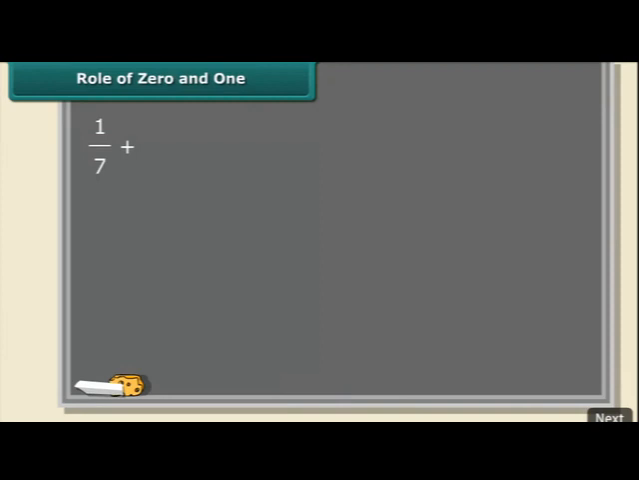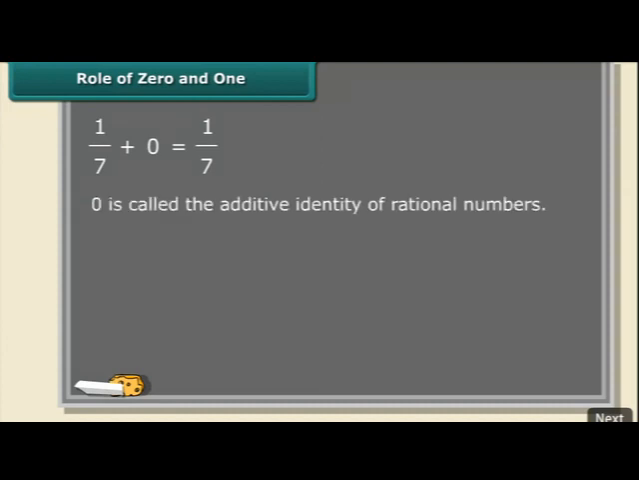Here we have added a 0 to a rational number. What did you notice? When we add 0 to a rational number, the sum is always again a rational number. For this reason, 0 is called the additive identity of rational numbers.